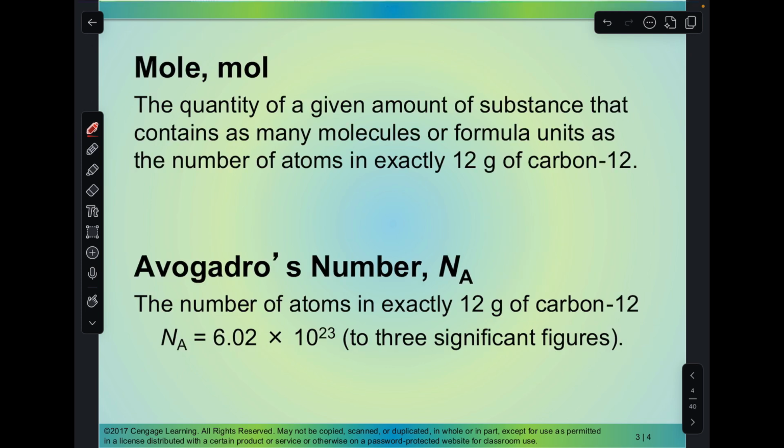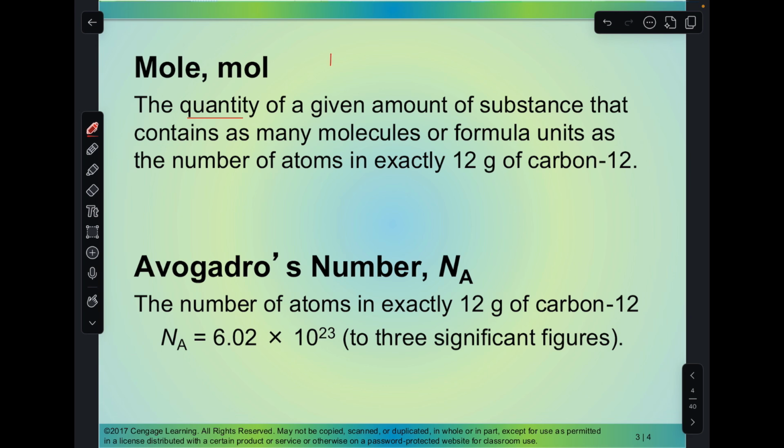When we're talking about molar mass, specifically we're talking about the mole. A mole is a quantity of a substance that contains as many molecules or formula units as the number of atoms in exactly 12 grams of carbon-12. That is true, but what it is saying is that the mole is a quantity.